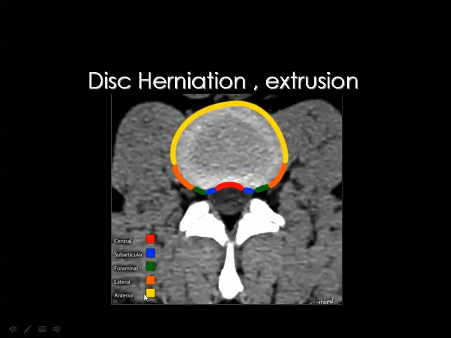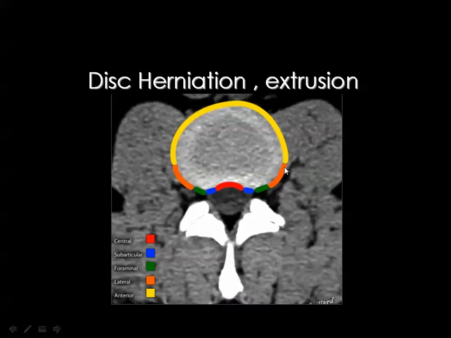Then for disc herniation or extrusion, the annulus should be torn, and there are 5 sites for annulus tear. The first one is in the middle, which is known as central disc herniation. The second one is a little bit off the midline, and this is known as paracentral, or sometimes known as subarticular. The third one is in the foramen, so it's called foraminal disc herniation.